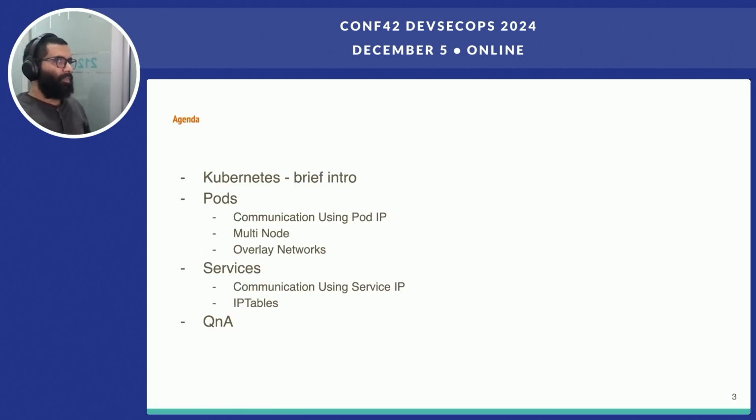So here's the agenda. We'll start with a brief introduction to Kubernetes to ensure we are all on the same page. Then we'll dive into the core topic, that is Kubernetes networking. First, we'll explore how pods communicate, starting with communication within the same node, and then moving on to communication across multiple nodes. Next, we'll talk about the overlay networks and how they handle cross-node communication. From there, we'll focus on services, which are key to abstracting and simplifying pod communication. We'll also briefly touch upon iptables and its role in routing the traffic within a Kubernetes cluster.